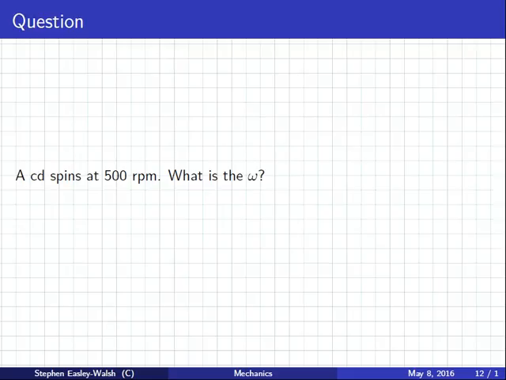More importantly, let's have a look at a question. See if you can figure it out. It doesn't actually need these formulas really. A CD spins at 500 RPM. What's RPM? Rotations per minute. See if you can find the omega here. You know a CD, don't you?